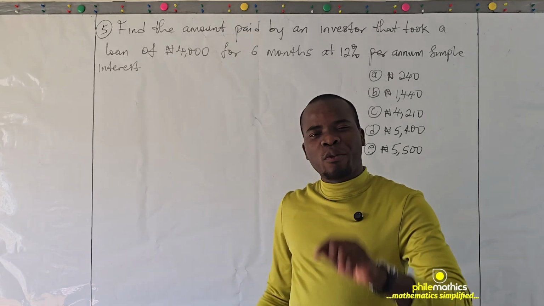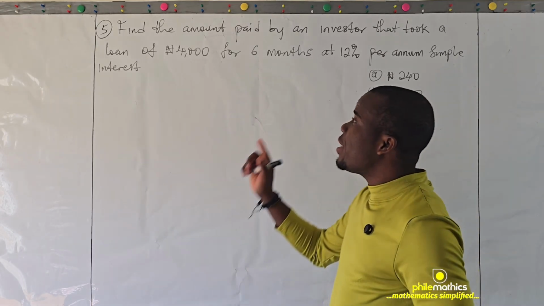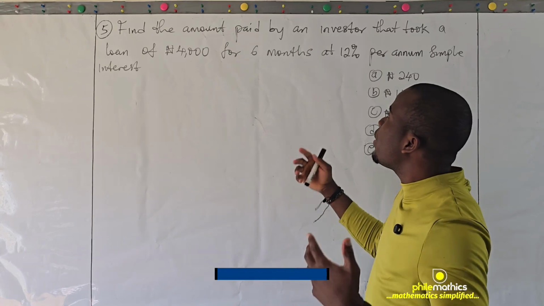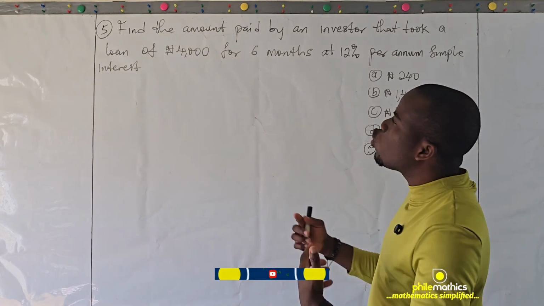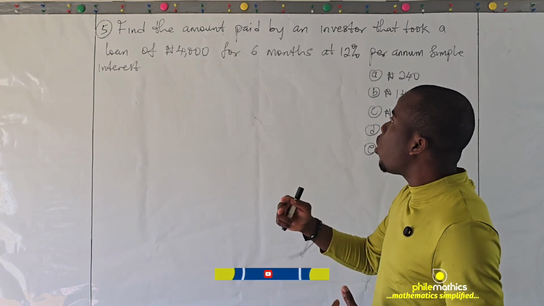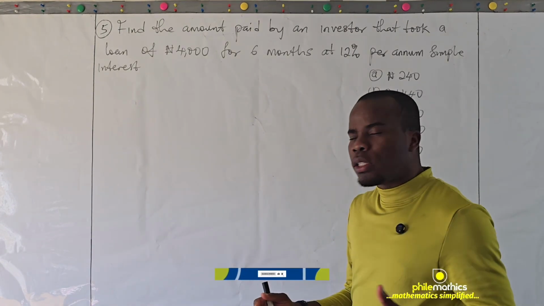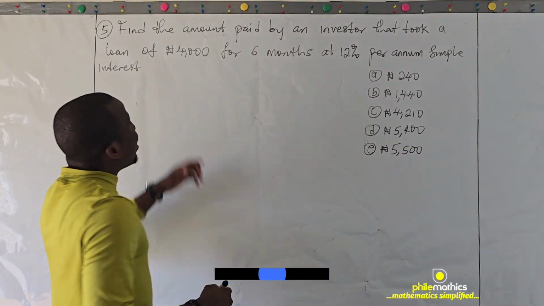Here's question 5 of 2025 NECO, and it's on simple interest. It says, find the amount paid by an investor that took a loan of 4,000 naira for 6 months at 12% per annum simple interest. So you are looking for the amount.